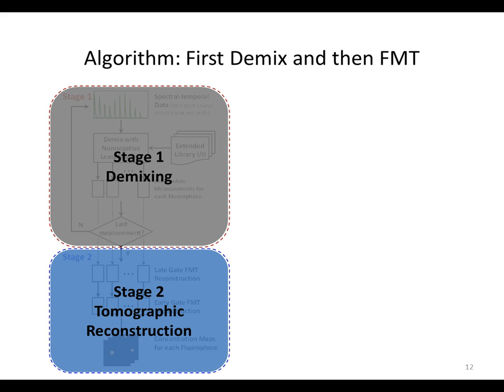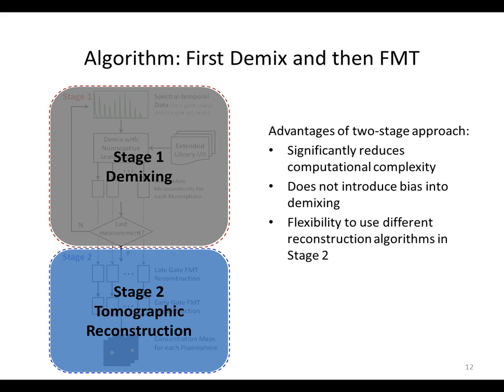In the first stage, we do our demixing, so we separate out all our signals, and then we go ahead and we reconstruct each of those fluorophore measurement sets individually in the second stage. And this has several advantages. First of all, it takes care of that computational complexity issue because we're demixing each source-detector pair measurement individually. But it also has this other nice feature too.